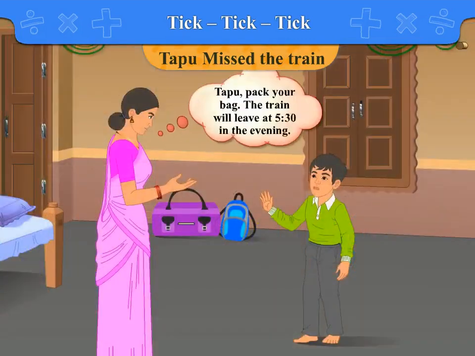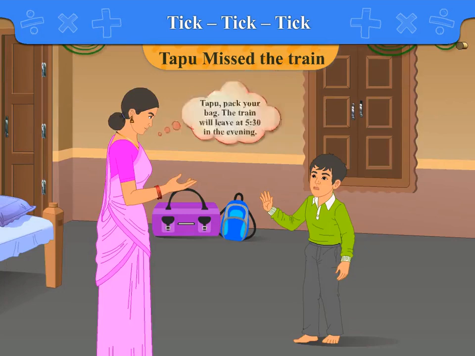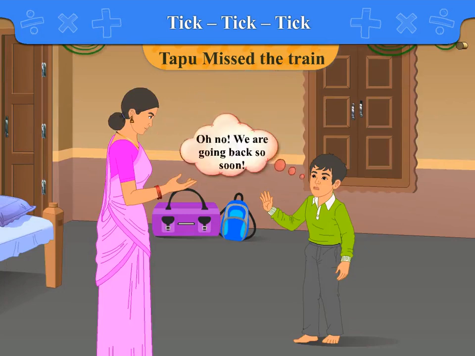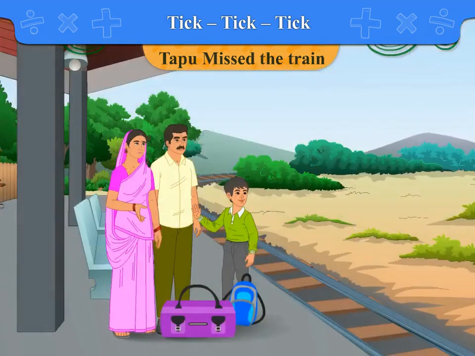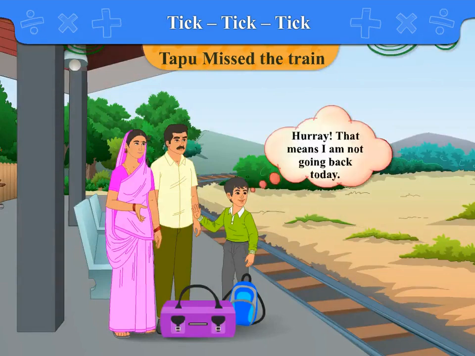Tappu, pack your bag. The train will leave at 5:30 in the evening. Oh no, we are going back so soon. I wish we miss our train. Tappu and his parents reached the station at 5:15. But guess what? They had actually missed the train. Hooray! That means I am not going back today.